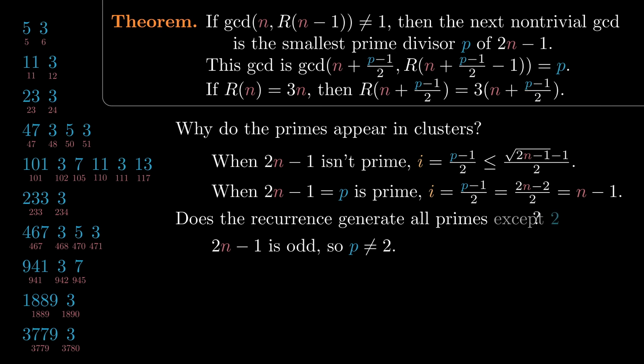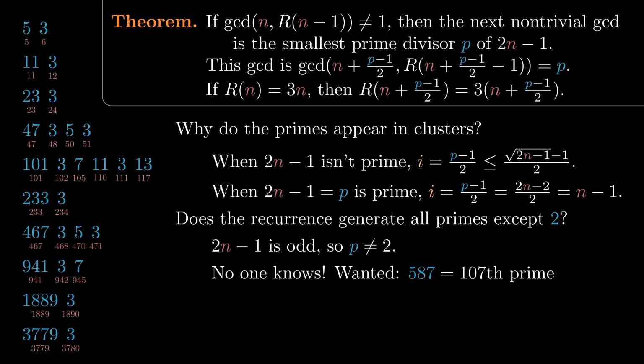Other than that, I don't know how to rule out any primes. After 10,000 applications of the shortcut, the smallest prime other than 2 that has not yet appeared is 587. Granted, this is not a ton of evidence, since 587 is only the 107th prime, so there may be a lot more to say on the matter.